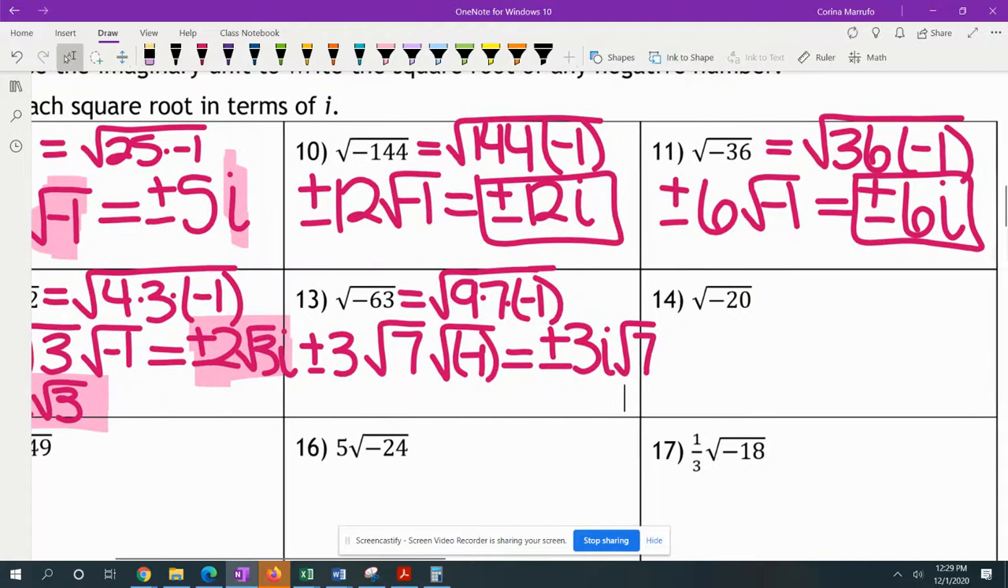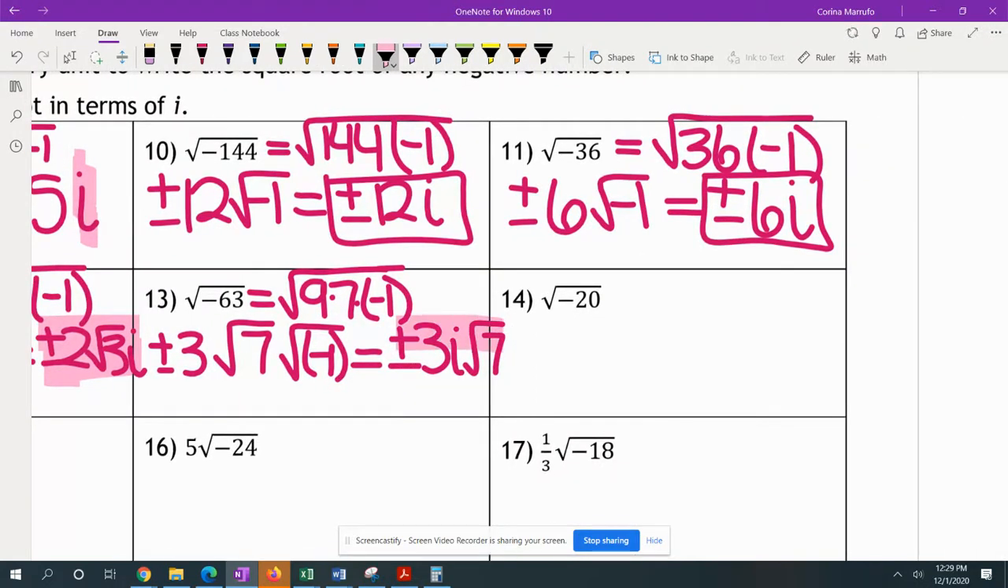All right, moving on to the next one. We have the square root of negative 20. So 10 times 2 gives you 20, but 10 and 2 are not perfect squares. So remember, we have to keep a perfect square in mind. 4 is a perfect square, times 5 gives you 20, and then we have the negative 1 here.